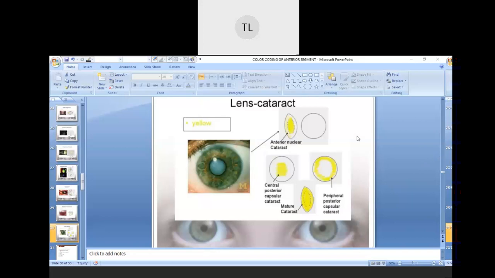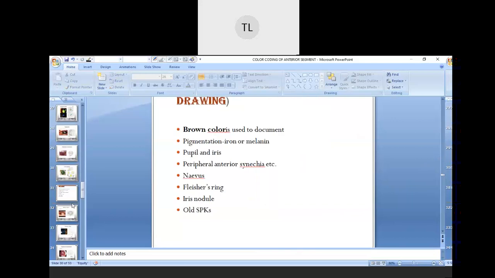Okay, so for that we need to denote it with the early changes. If there is any kind of such changes or any type of cataract that you have found, you have to draw it with a yellow color. Okay. So the next color that we are going to discuss is the brown color.